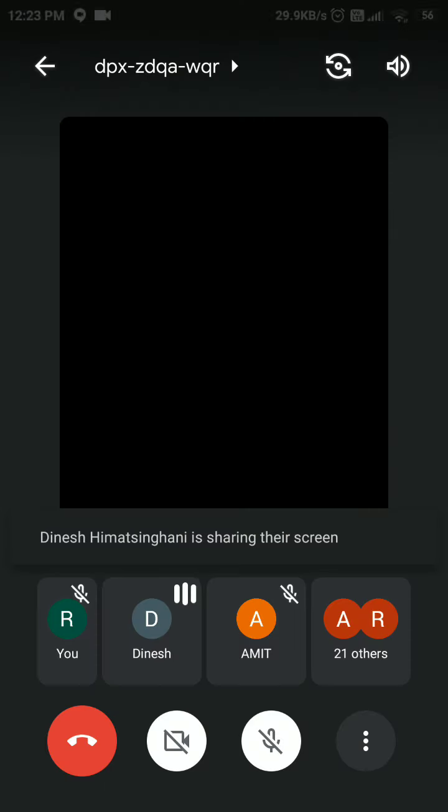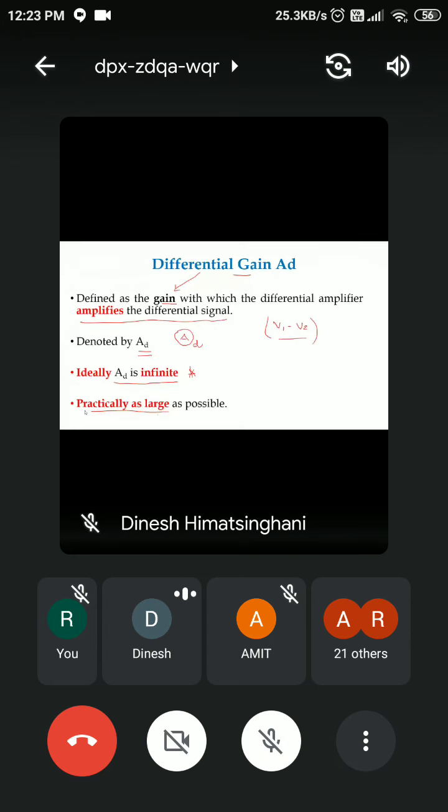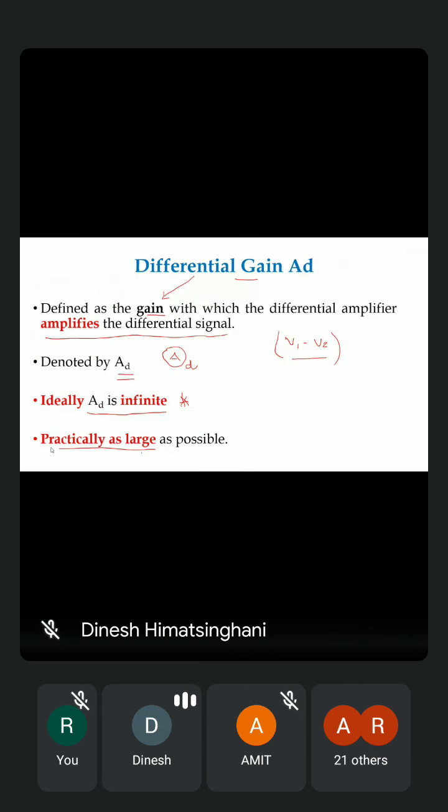Differential gain is defined as the amount by which your amplifier is able to amplify the differential signals, V1 minus V2. The letter A stands for gain. This is the differential gain. This is the ideal value, and this is the practical value. Ideally, you want the gain to be infinite. Practically, for a very good op amp, you want the gain to be as large as possible. So this is the term called the differential gain.